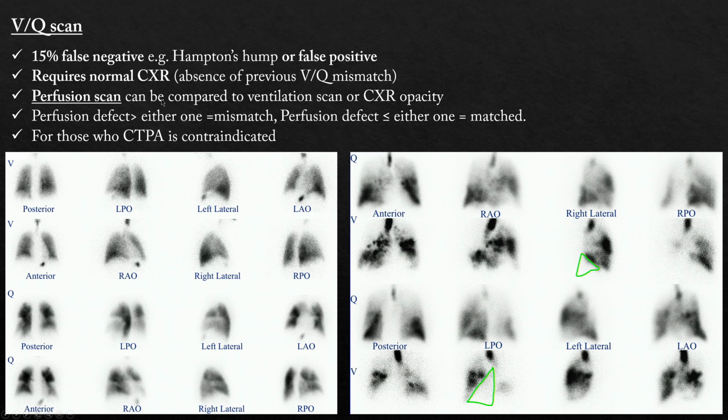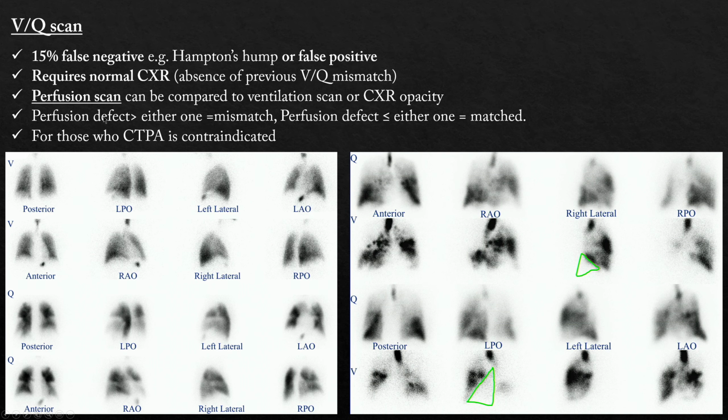Sometimes in pregnancy, we do only a perfusion scan and compare it not to the ventilation scan, but to the chest X-ray, because it reduces the radiation a bit by not doing the ventilation scan. Now, this perfusion defect, we're going to see a perfusion defect.